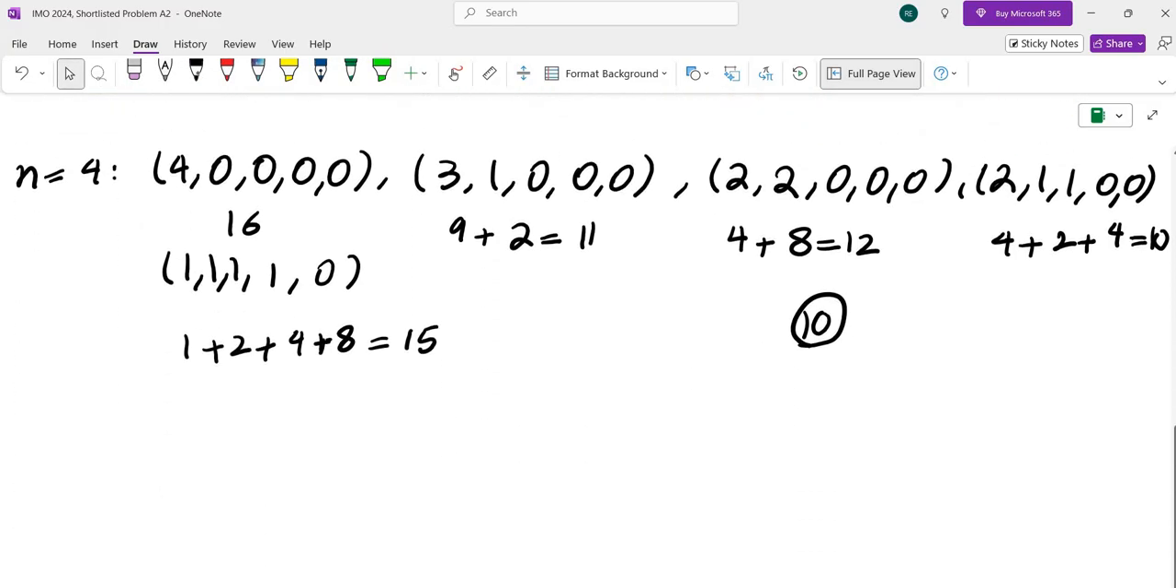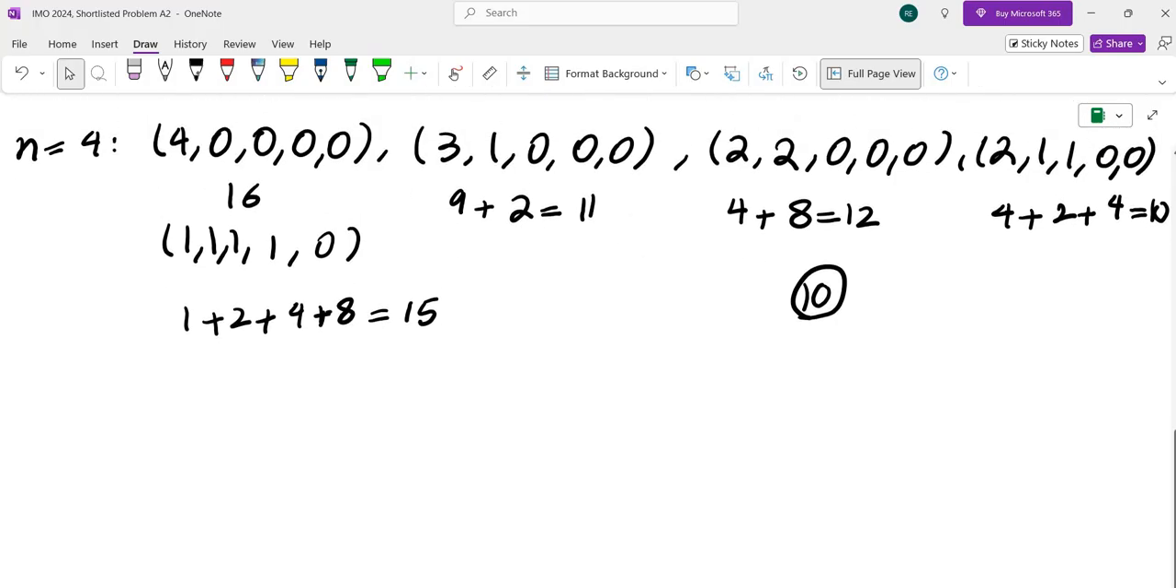Now you may or may not see a pattern at this point, but I do notice something that I can use in order to minimize my computation. So if you fix the first one, so let's say the first one is 4. Well, the sum of the rest of them is going to be 0. If the first one is 3, the sum of the rest of them is going to be 1. If the first one is 2, the sum of the rest of them is 2.